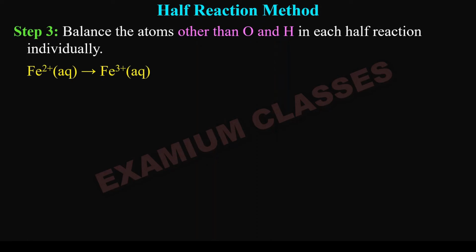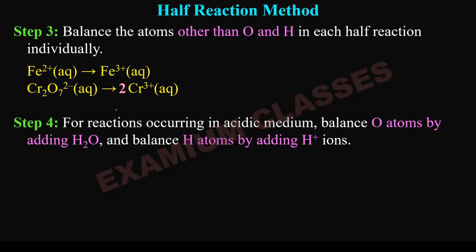So if you see, iron is already balanced. In the oxidation half, iron is balanced. We don't need to bother about it. This is other than oxygen and hydrogen I am talking about. But in the reduction half, here we have 2 chromiums. On the right hand side, we have only 1 chromium. So we need to place 2 here. Now chromiums are balanced on both sides. Step 3: balance atoms other than oxygen and hydrogen.